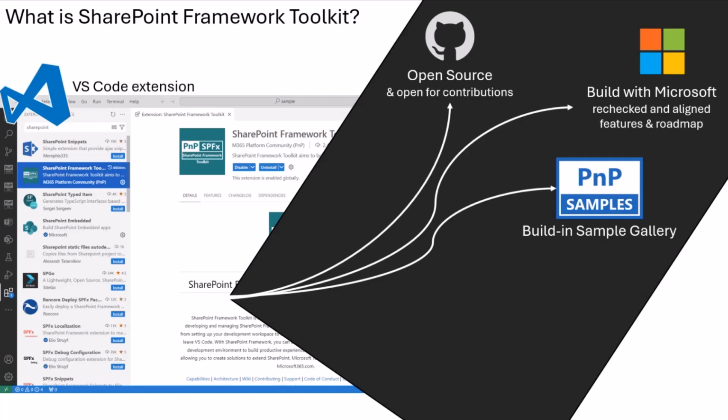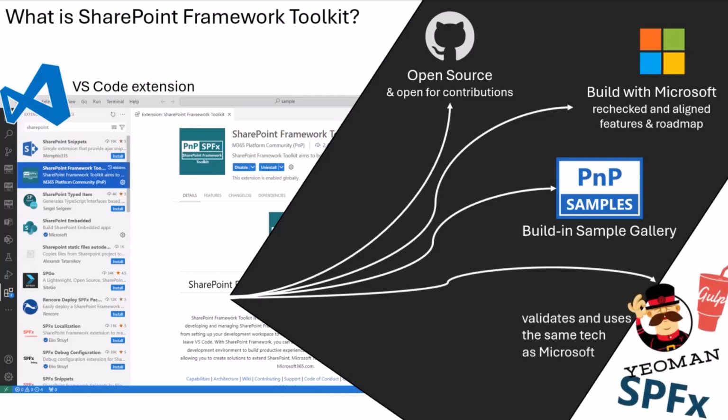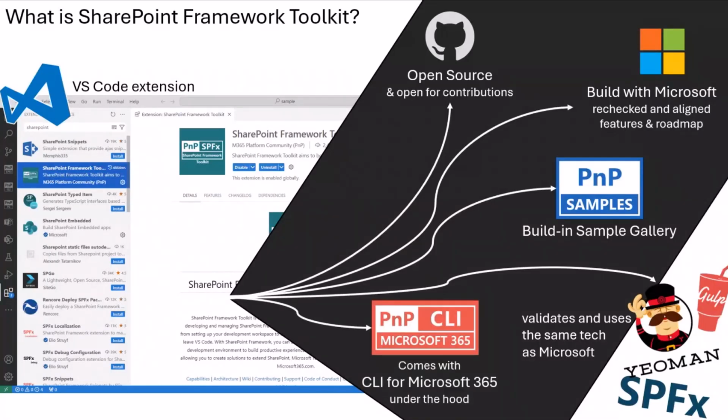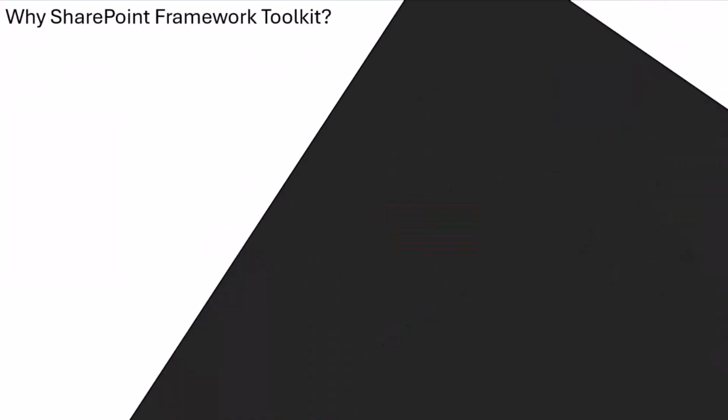It has the built-in sample gallery, so it comes along with all the SPFx web part and extension samples in the extension already. It uses the same tooling as Microsoft recommends, so we don't reinvent the wheel. We just give you an additional layer, a UI, an AI, and a chat layer around it to boost your work. And it comes along with CLI for Microsoft 365 embedded. So under the hood, it uses many features of CLI for some actions, and we're going to also see it today in action as well.